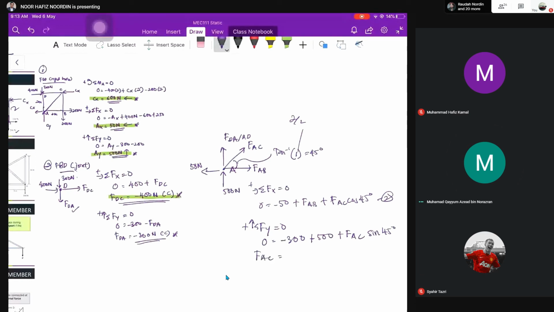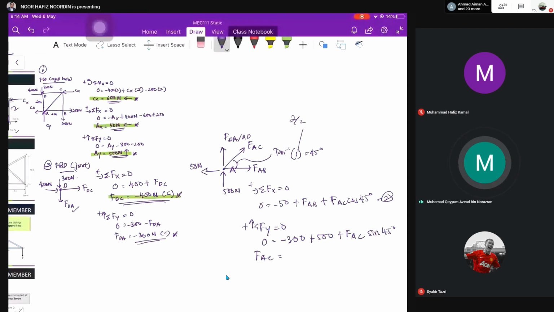Okay, boleh setakat ni? Faham tak? Ada siapa-siapa nak tanya tak? Tak ada.